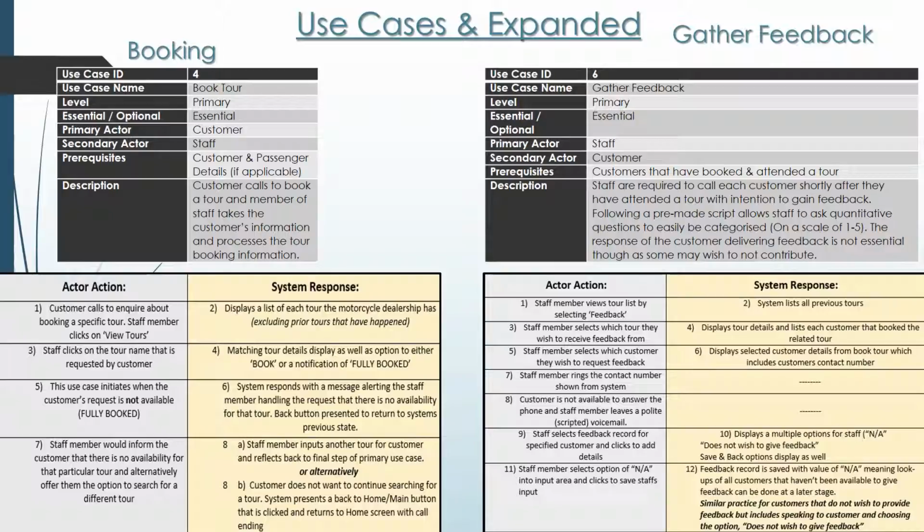The use case of gather feedback adopts similar principles in regards to its level, essentiality and its primary and secondary actors. Prerequisites state the customer must have booked and attended a tour. Both requirements have been included, as otherwise the possibility could exist that a customer has booked a tour and then cancelled that tour, but yet is still asked for feedback about that specific tour even though they did not attend. This could potentially be done by checking whether the customer has a booking, did not cancel that specific booking, and the date is shortly after the attended date of the tour.